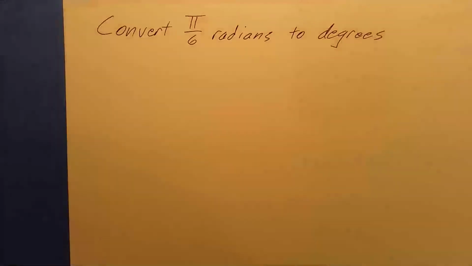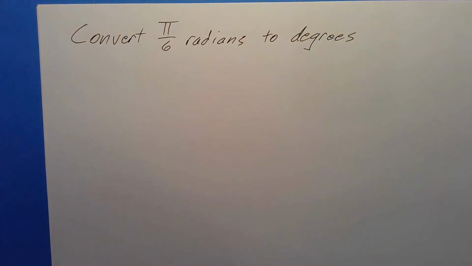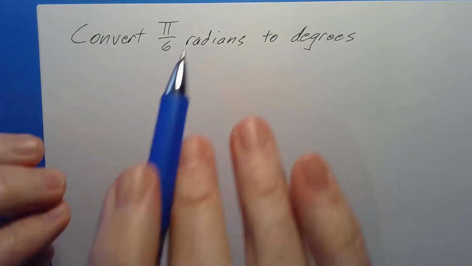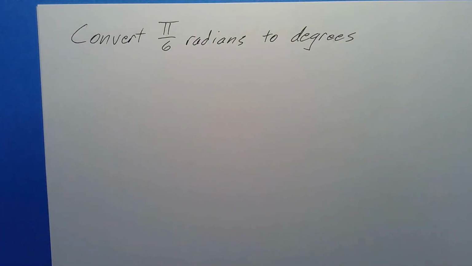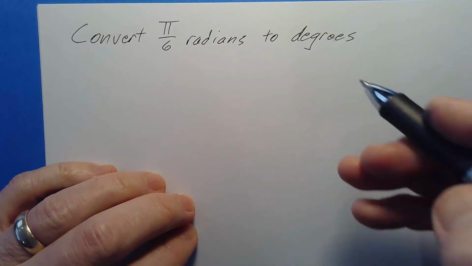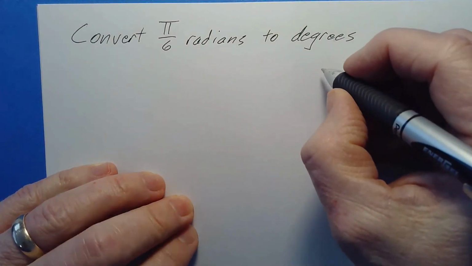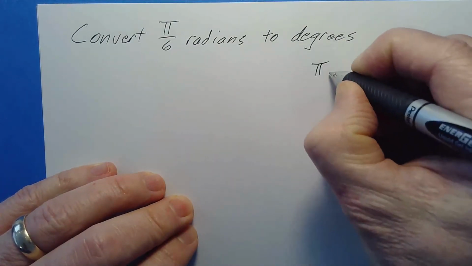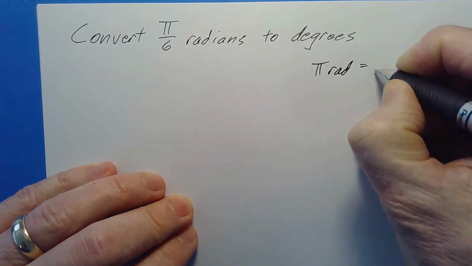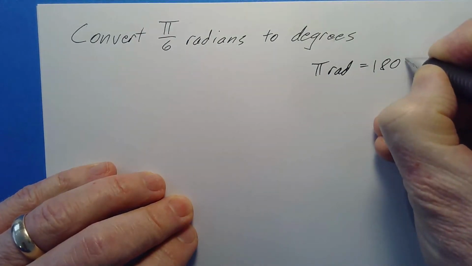So now let's get into making some conversions. We're going to do 3 different versions here. First, let's convert pi over 6 radians to degrees. If somebody said, hey, I've got an angle, it's pi over 6 radians, and you're like, geez, how many degrees is that? The number one thing we always got to remember, and it doesn't hurt to just write it down real quick: pi radians equals 180 degrees.